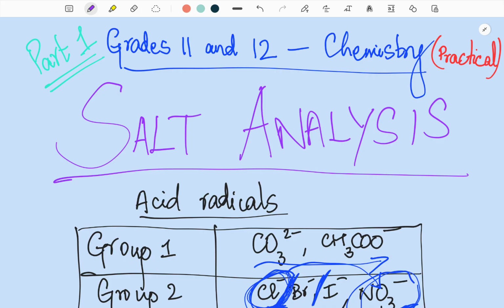And the last one is phosphate, for which you need to take the salt and add concentrated nitric acid and ammonium molybdate solution. If you're getting a canary yellow precipitate, that precipitate is nothing but ammonium molybdate phosphate, and you can conclude that your ion is phosphate. And for sulfate, the white precipitate is barium sulfate. So I hope that is clear.